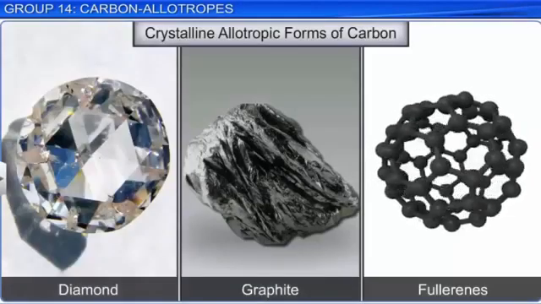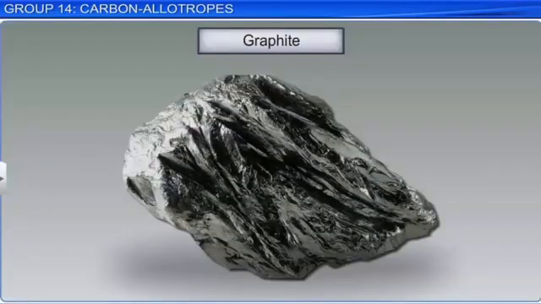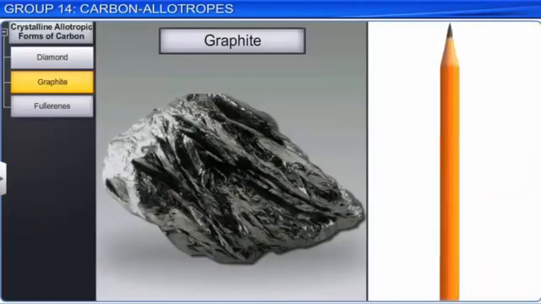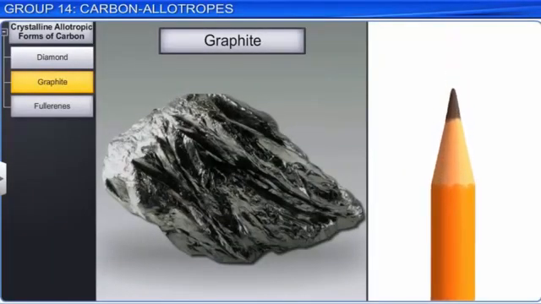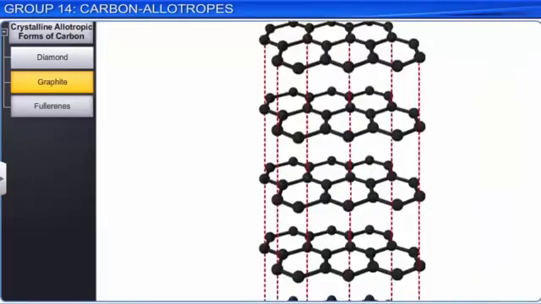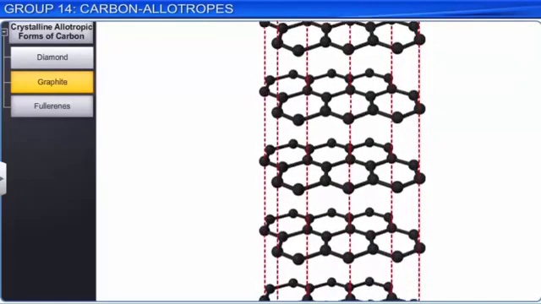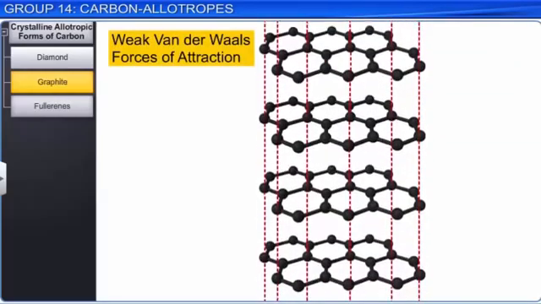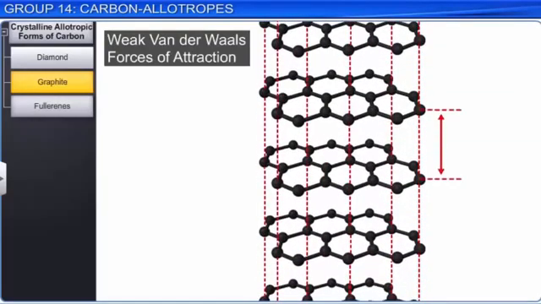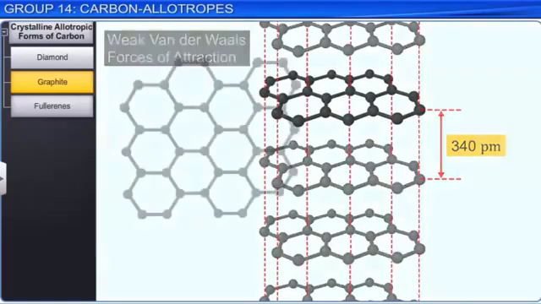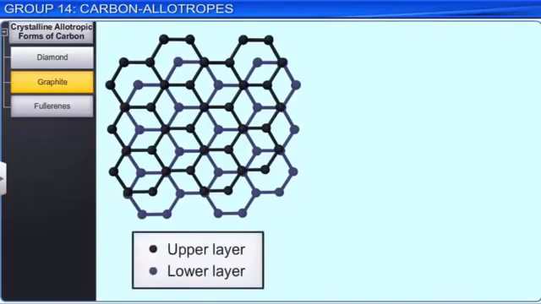Another important allotrope of carbon is graphite. You are probably the most familiar with this form of carbon for its use in pencils. Despite the name, pencil leads are actually made of graphite. Graphite has a layered structure. These layers are held together by the weak van der Waals forces of attraction. The distance between any 2 successive layers is 340 picometers.